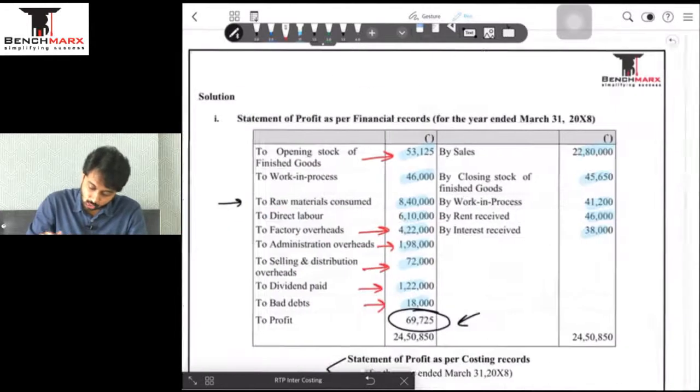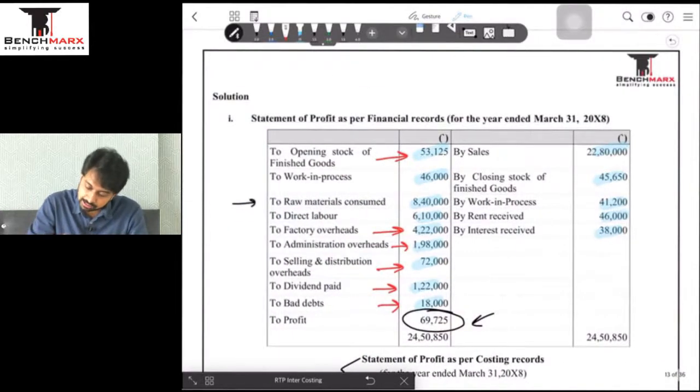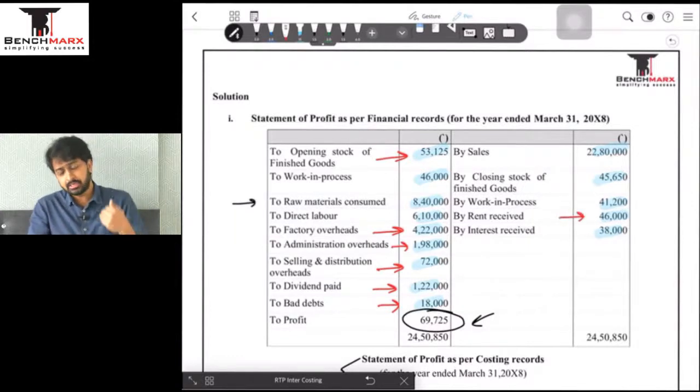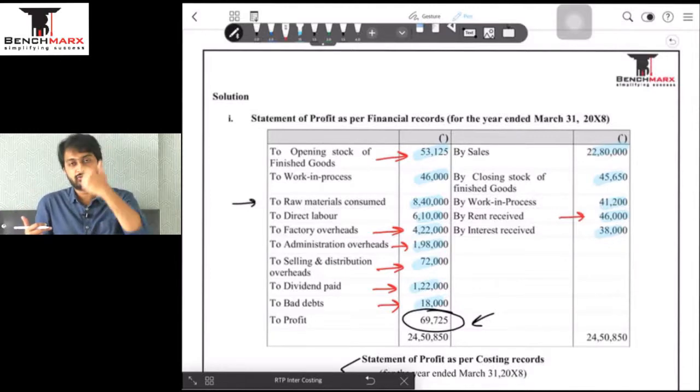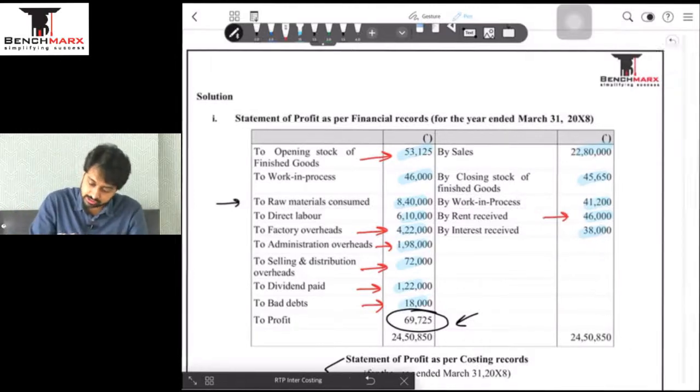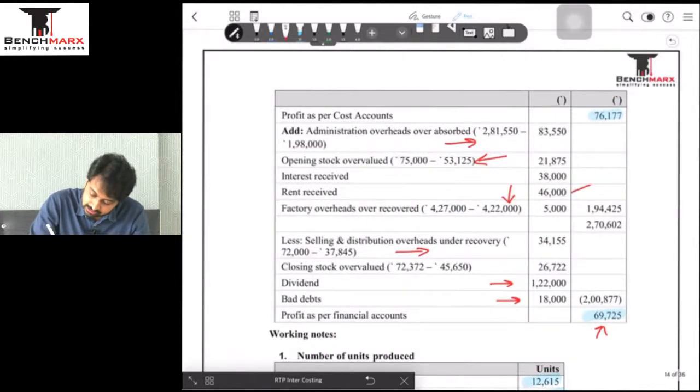Okay. Then what else is left is the income side. On the income side, rent received 46 is income only in finance. Income is more in finance, which means the profits are more in finance. That means the profits are less in cost. We are going from less to more. I will add 46. So add 46, this one.